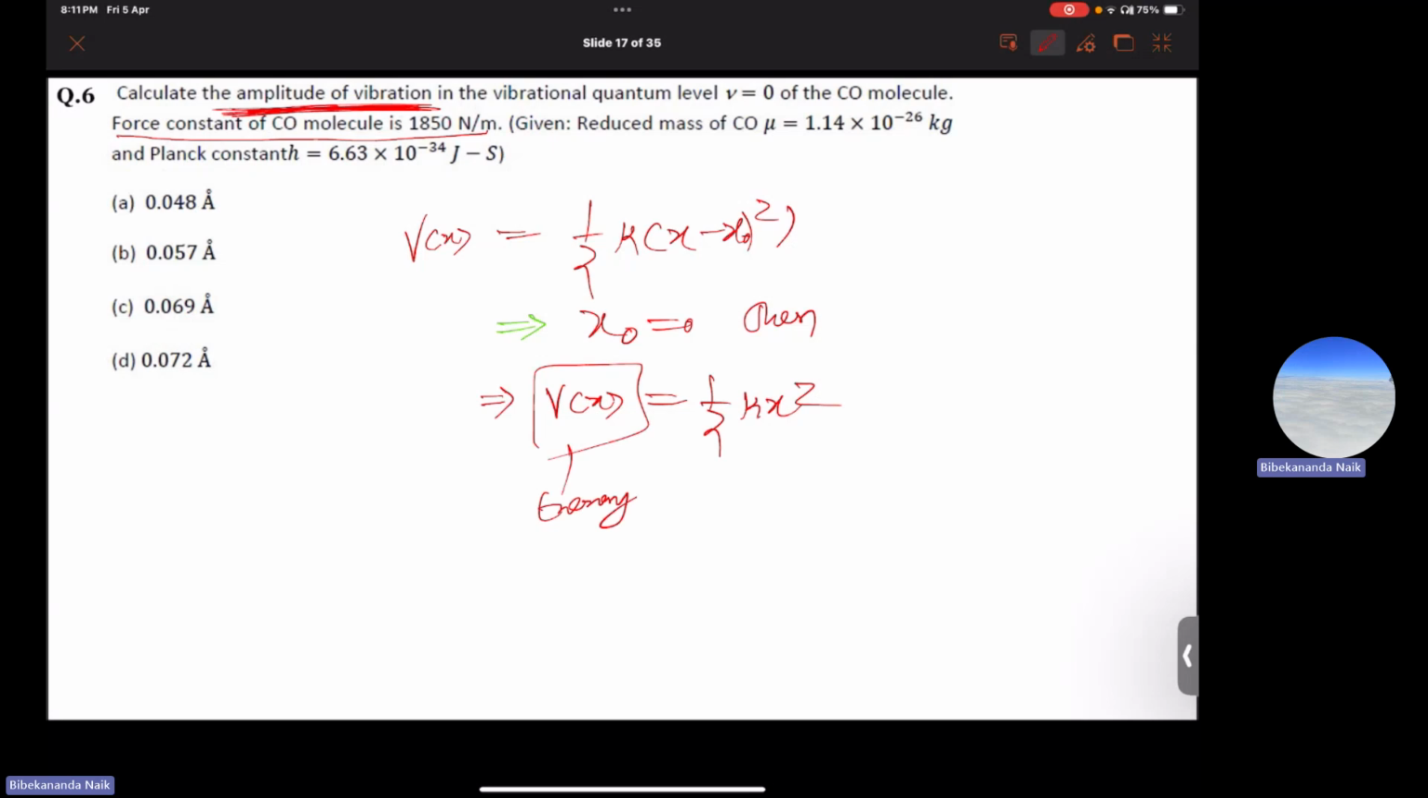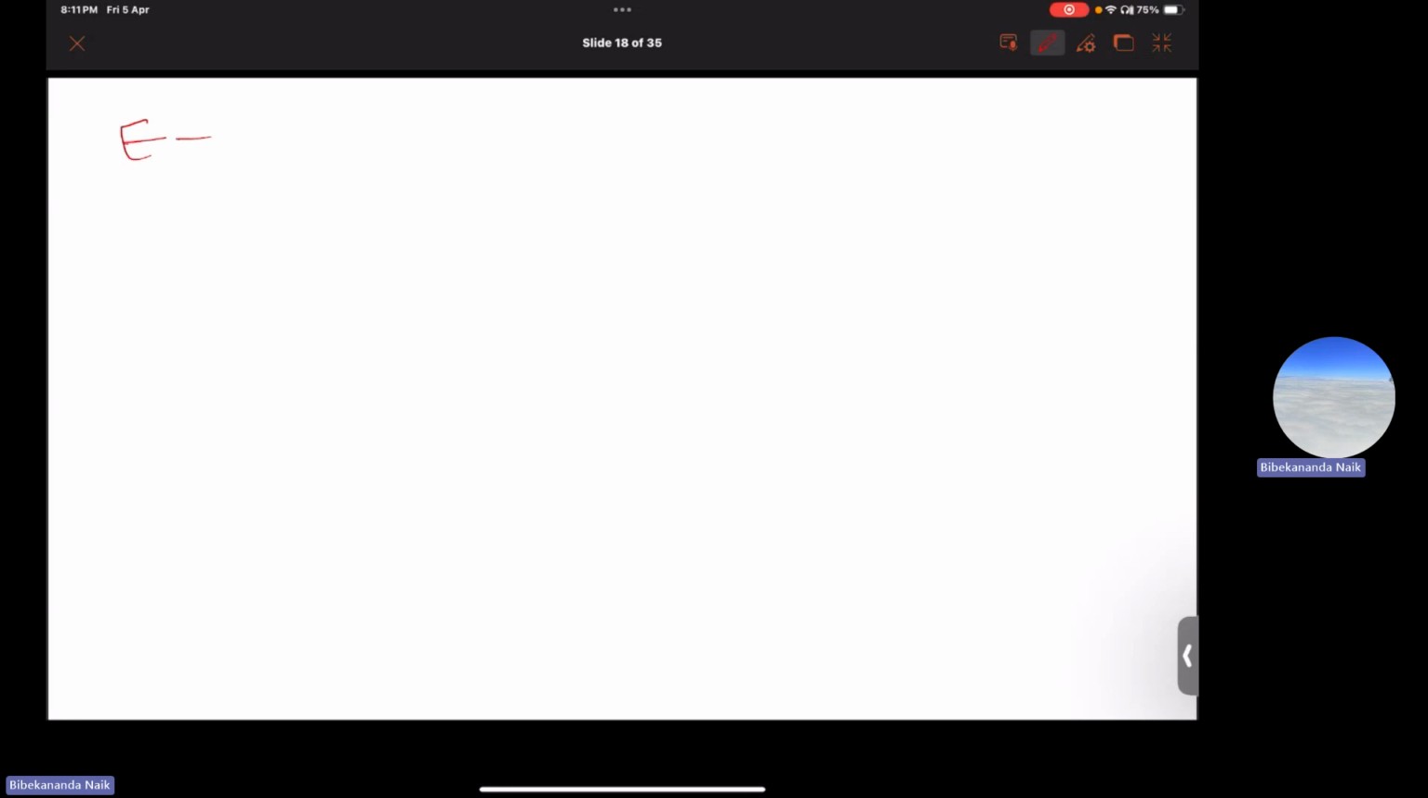So this value equals the energy that we will calculate. Now what is the energy? The energy in the vibrational quantum level V equals 0 of the CO molecule. V equals 0 means E0 is 0 plus half, h cross omega, which is h cross omega by 2. Now E is 1 by 2 h cross into root over k by mu.